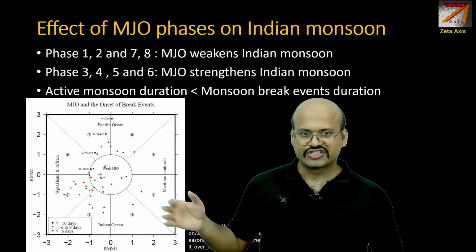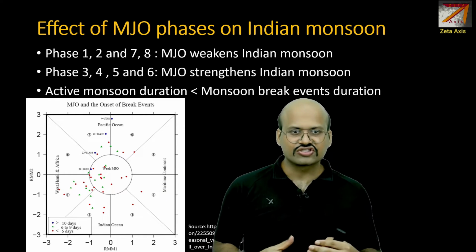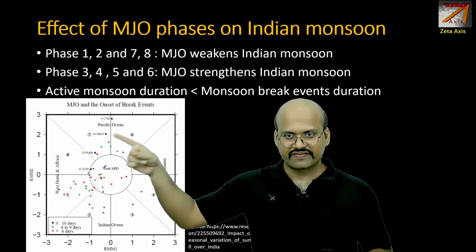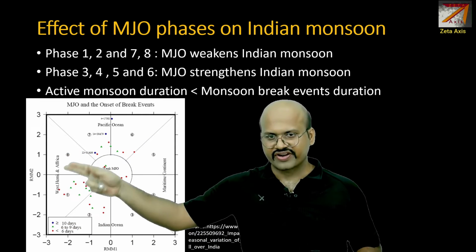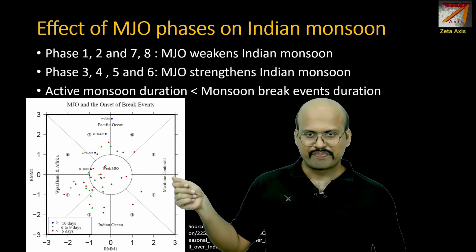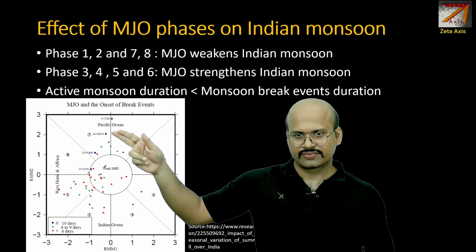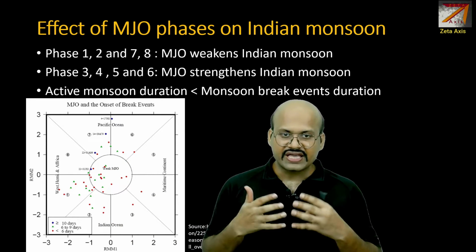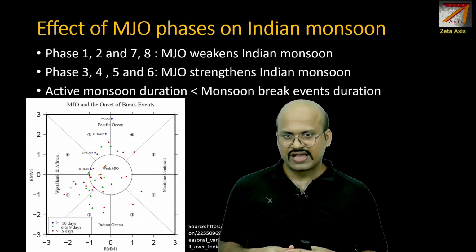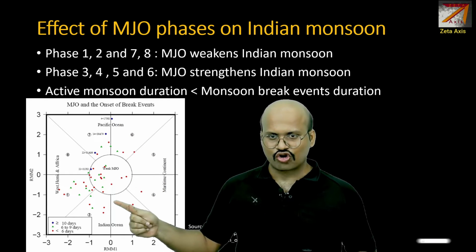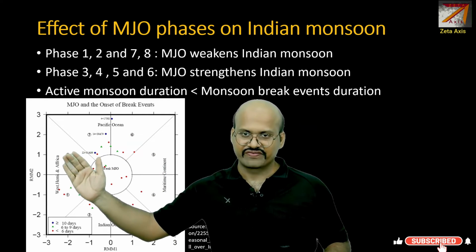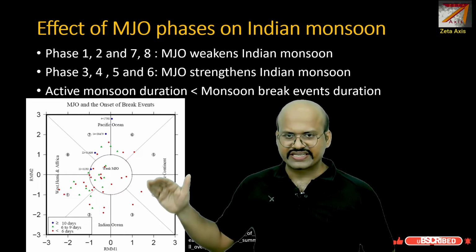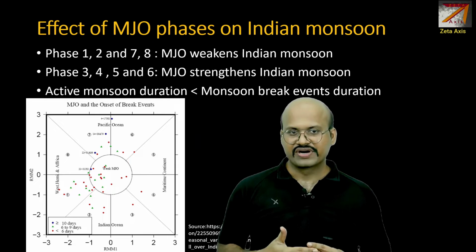This is a diagram which is used to represent different phases of MJO. Here we can see phase 1, 2, 3, 4, 5, 6, 7 and 8. And here it is over Africa. Here it is in the Indian Ocean, Maritime Continent and Pacific Ocean. These dots show the break events in the Indian monsoon. And we can see that all these dots are concentrated on the left side where we have phases 7, 8, 1 and 2. While here we can see that relatively fewer break events occur.